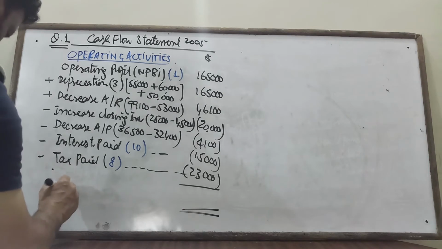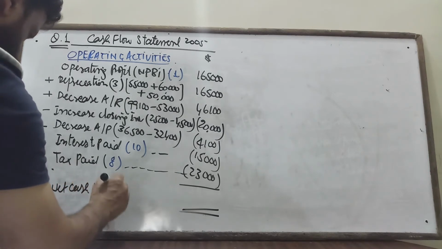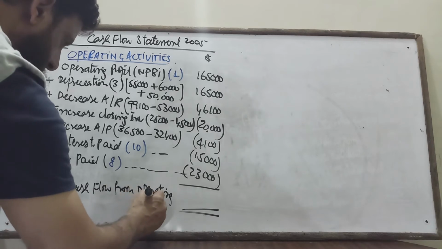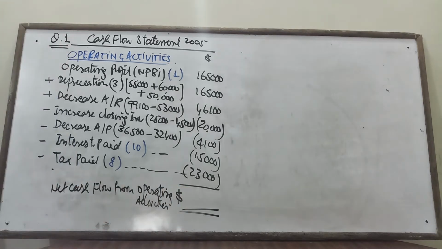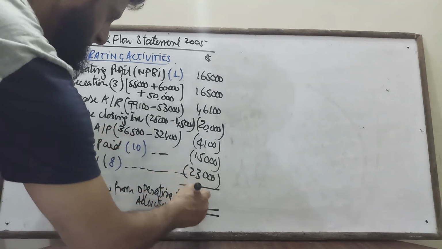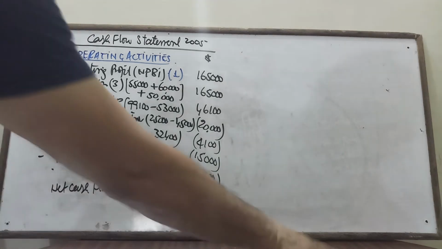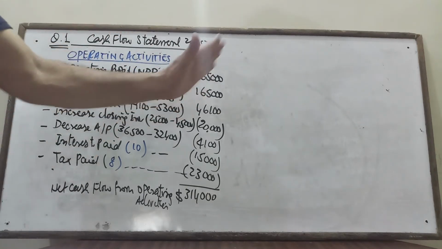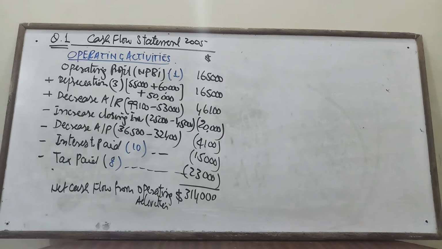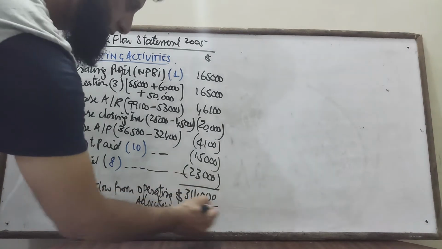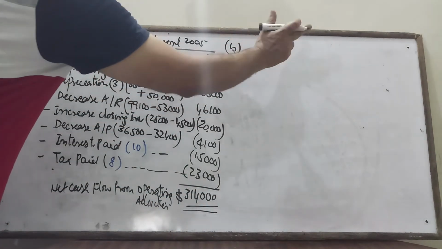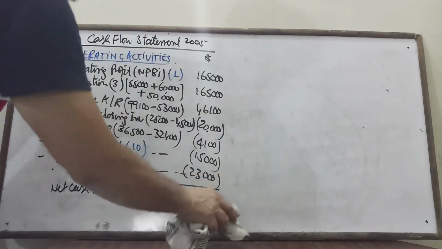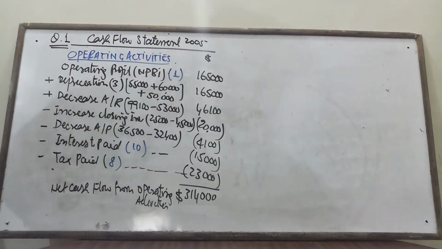Net cash flow from operating activities, whatever it is, 31,400. But we cannot close it here, because the requirement was not to make the operating and investing activities separately. If the examiner asks for operating, investing, and financing activities separately, then you can close it and start part B from here, cash flow from investing activity, and part C, cash flow from financing activity. Here you are required to make a cash flow statement, so we cannot close it, and it is continued on the next page.